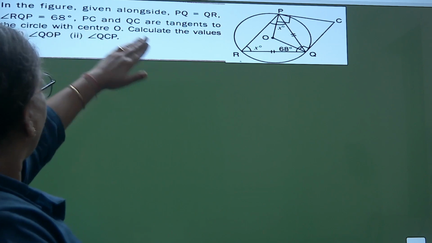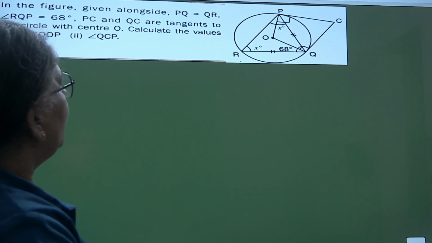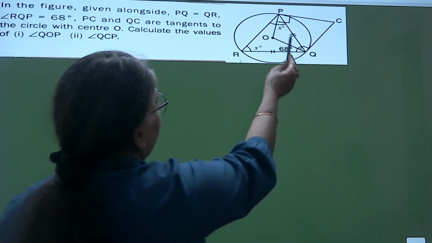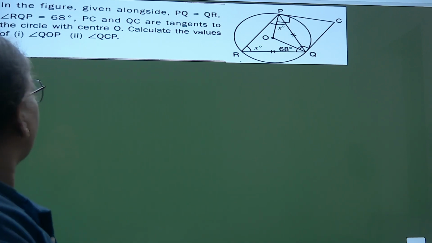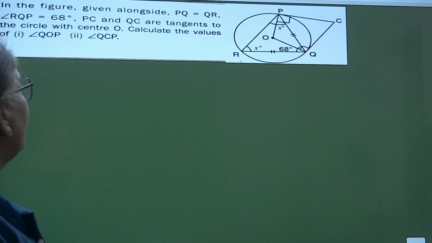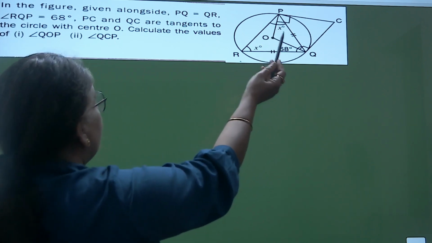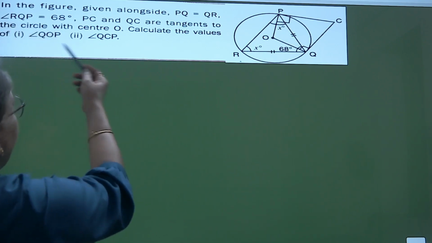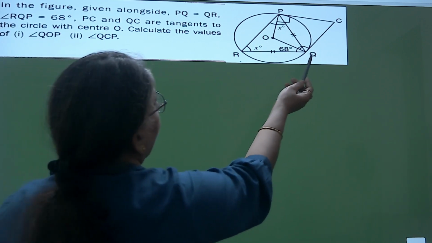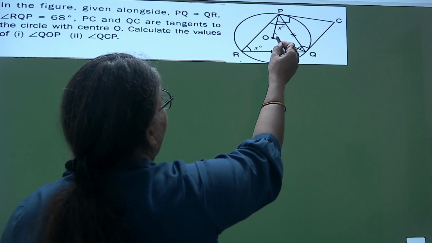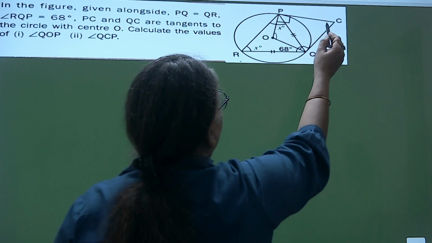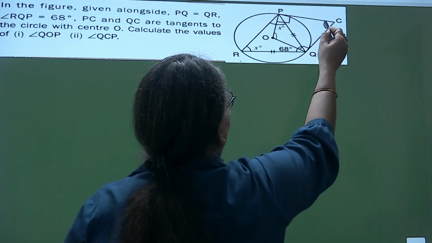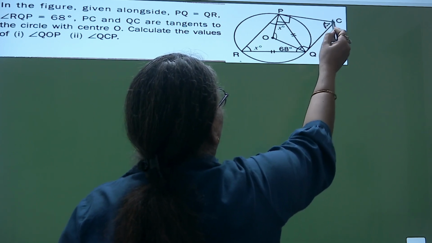Question: in the figure given alongside, PQ and QR are equal. Angle RQP is 68 degrees. PC and QC are tangents to the circle with center O. Calculate the values of QOP, that is, we have to find this angle, and QCP. QCP means this angle. We have to find these two angles.